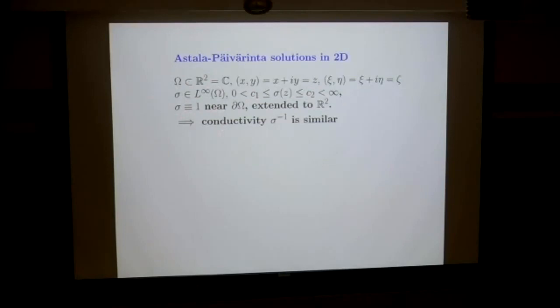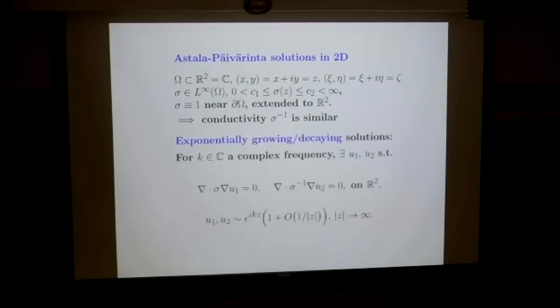And now for simplicity, you assume that sigma is identically 1 near the boundary. It's an oversimplified assumption, but just to avoid technical difficulties. That means that the inverse of sigma, which is not really a physical conductivity, it has the wrong units, but mathematically you can certainly formulate this, satisfies the same kinds of conditions. And so the idea of Astala and Päivärinta was to consider conductivity equations for both sigma and sigma inverse at the same time.